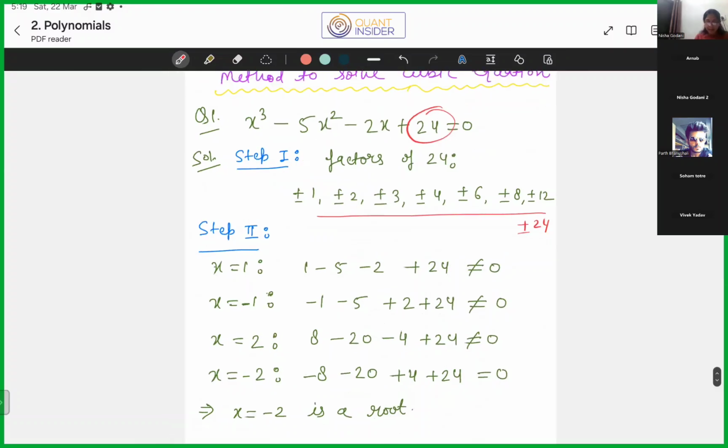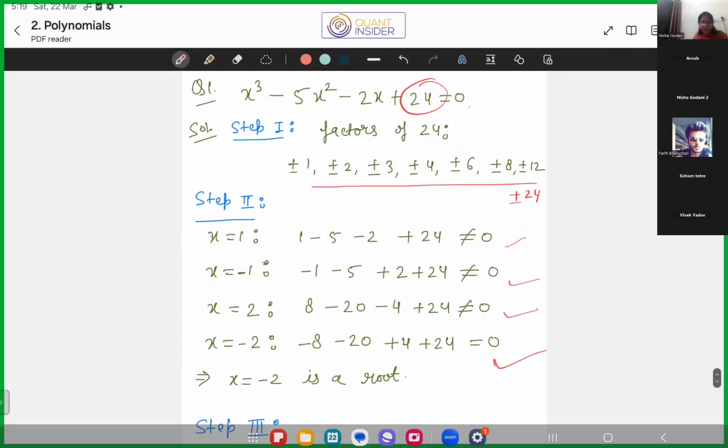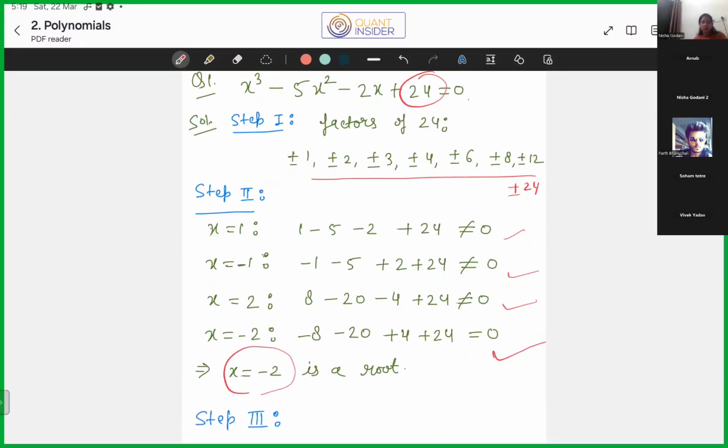Let's see. First, we find which one of them is satisfying the given equation. So, 1 is not satisfying because when you put x equal to 1, it is not equal to 0. X equal to minus 1 is not giving 0. X equal to 2 is also not giving 0. Minus 2 is giving 0. So this means that x plus 2 is a factor by the factor theorem, and minus 2 is a root. Whether you need to find a factor or a root, according to the requirement, you can write it. Okay. So minus 2 is a root.